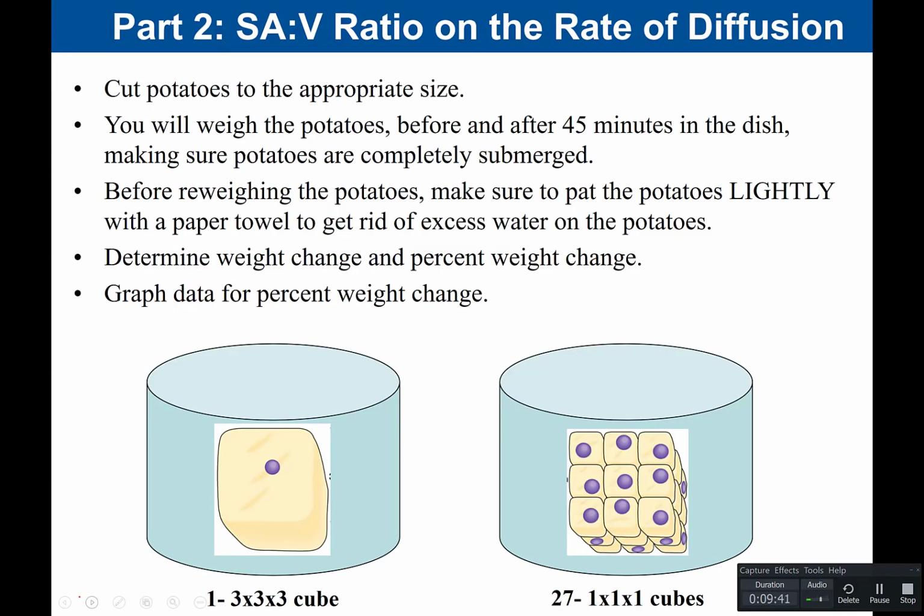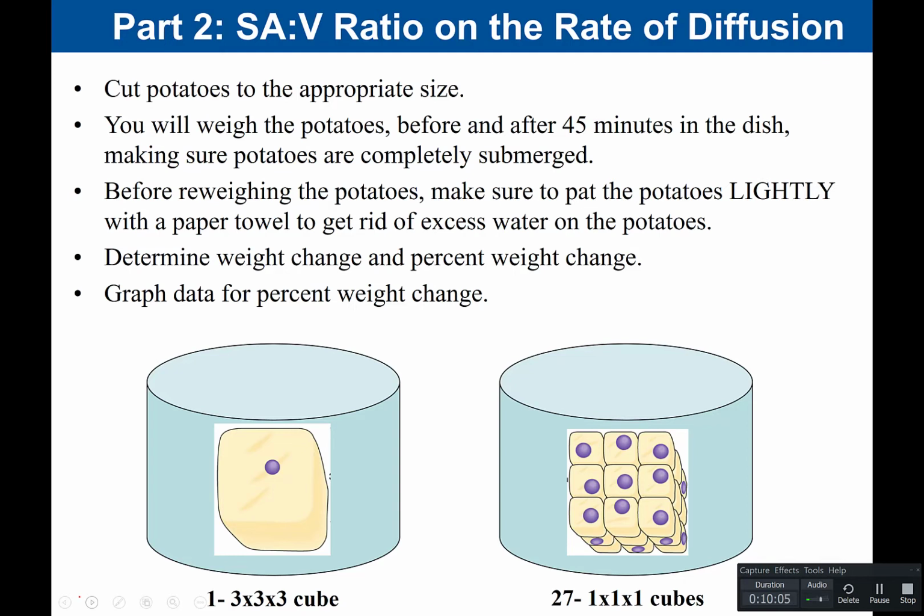So what you would be doing in this experiment is you would cut potatoes to the appropriate size. So again, you would cut one cube that is 3x3x3. You would also cut 27 small cubes, and each cube would be 1x1x1. Overall, they are the same size. It's just that the other cube is cut into smaller pieces.